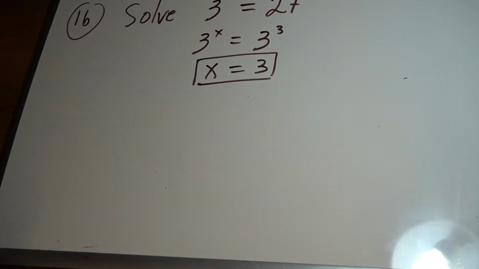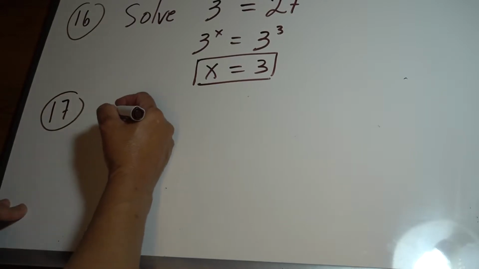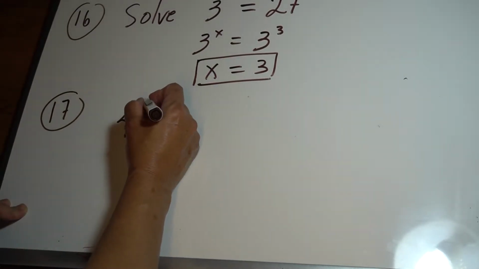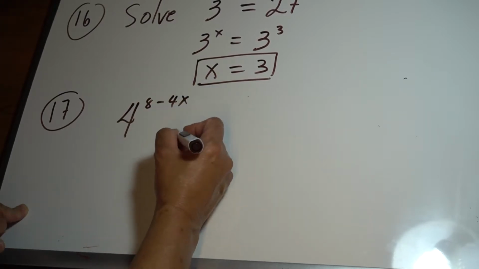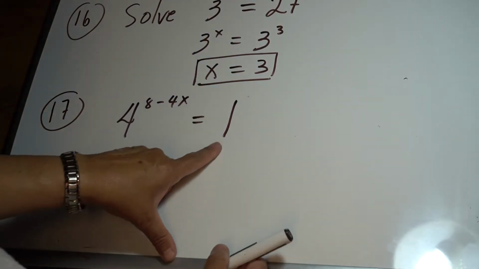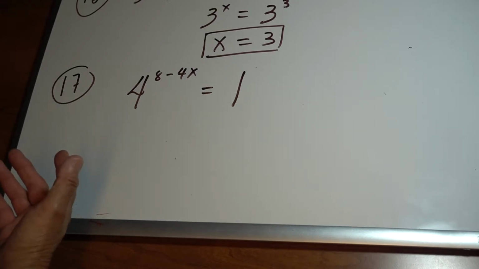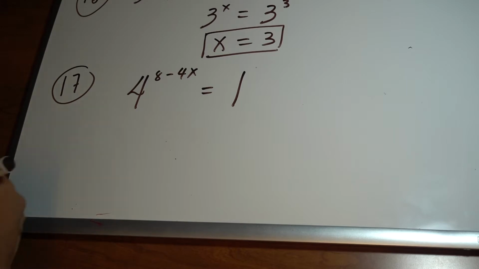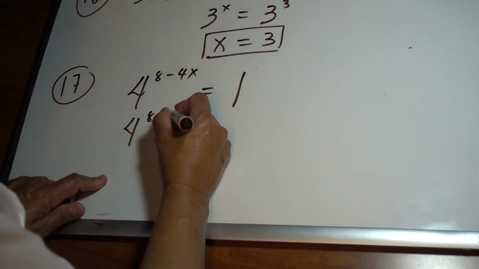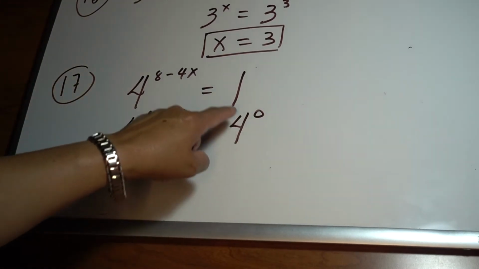Number 17, it's another exponential equation, which is 4 to the 8 minus 4x equals 1. We can actually repeat the process here and write 1 as a power of 4. 4 to what power is going to give me 1? 0, right? So I'm going to rewrite this as 4 to the 8 minus 4x equals 4 to the 0, because 4 to the 0 is going to give me 1.